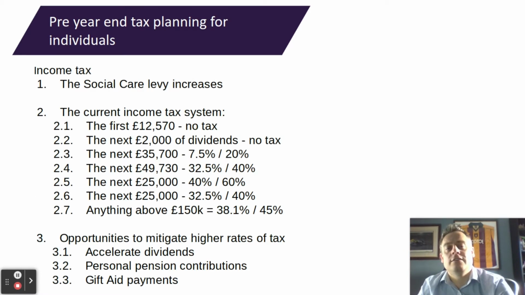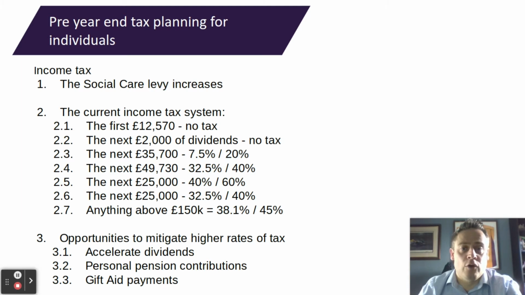Jumping straight into the income tax side of things, the big change approaching on the 6th of April 2022 revolves around the social care levy. Now, the social care levy is going to add 1.25% to employee national insurance contributions, and it's also going to add 1.25% to employer national insurance contributions.